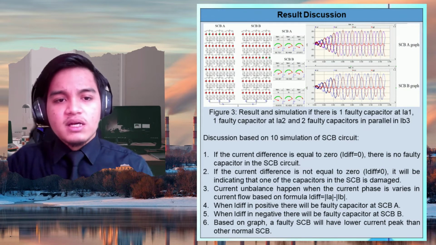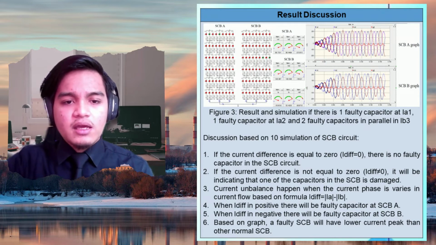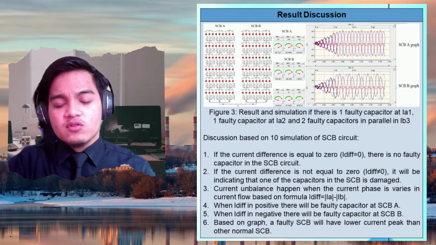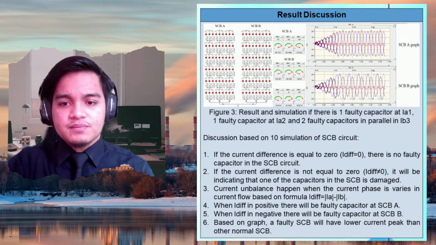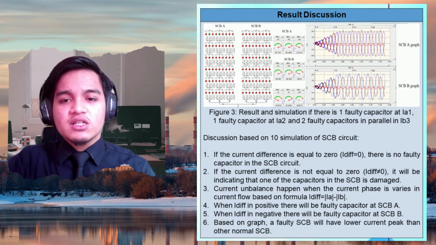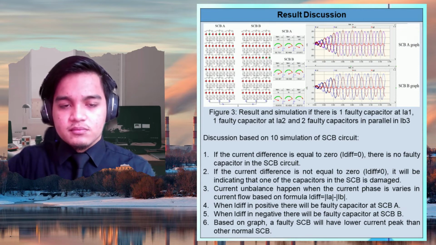I difference is in negative value, so the faulty capacitor will be at SCB B area. And now, from the graph, it shows that the IA1, IA2 and IB3 current peaks are lower than other peak currents. It means that IA1 and IA2 have one faulty capacitor, while IB3 has two broken capacitors in parallel. There are 6 discussions from this project, based on the 10 simulations of the shunt capacitor bank circuit.